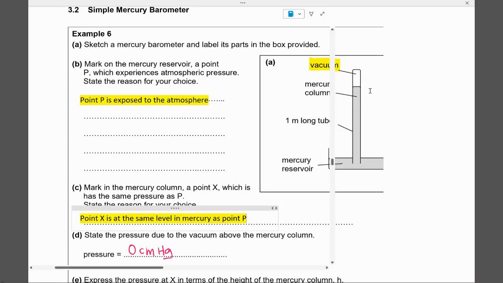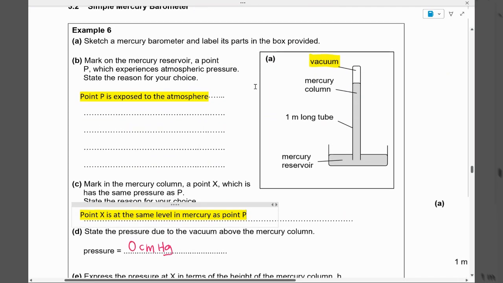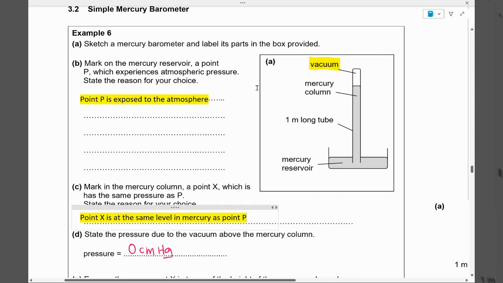We are in example 6 now, a simple mercury barometer. You should have seen the whole setup in the previous video already. In part A, it says sketch a mercury barometer and label its parts in the box provided.